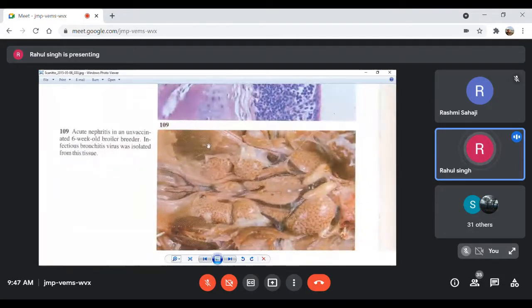This is the acute nephritis in the infectious bronchitis affected chicken. You can see this is the abdominal part. These are the testes. This is the part where the head will be, and this is the part where cloaca is. You can see small bursa is here also. Normal small bursa is there. Regressed bursa, in fact, isn't it?